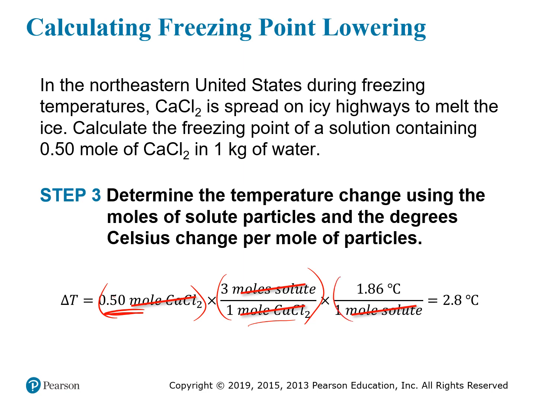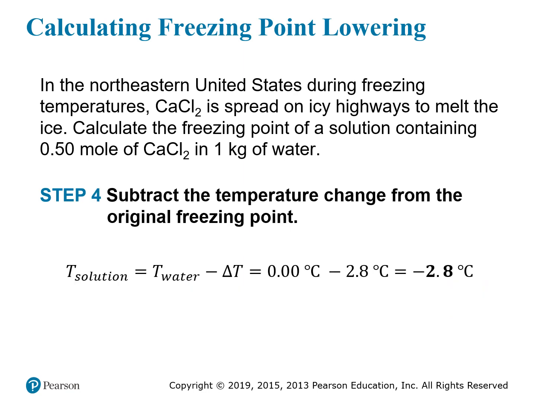And then we can multiply that by the factor that the freezing point is lowered by, 1.86 degrees Celsius per 1 mole of solute. This is going to give us a change in temperature of 2.8 degrees Celsius. But remember, this is the change in temperature, so this number has to be subtracted from 0. To get the new freezing point of the solution, you take the freezing point of the water and subtract the delta T that we just calculated. So the freezing point of water, 0, minus 2.8 gives you negative 2.8 degrees Celsius as the freezing point.